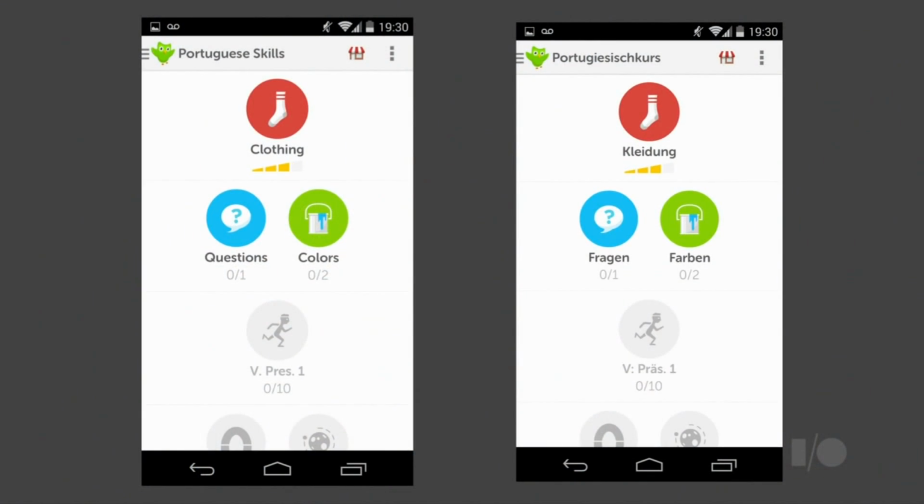But let's also talk about in-game localization. So we're gonna take a break and go to an app.